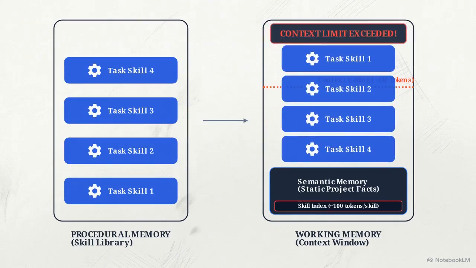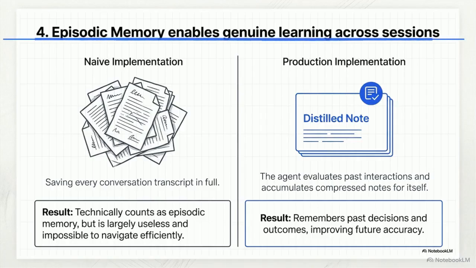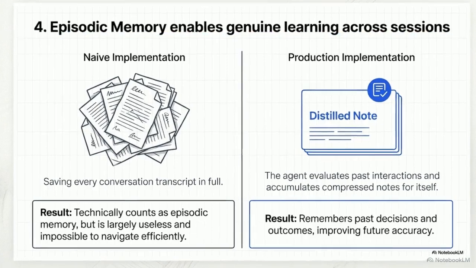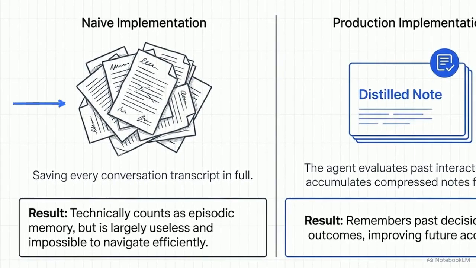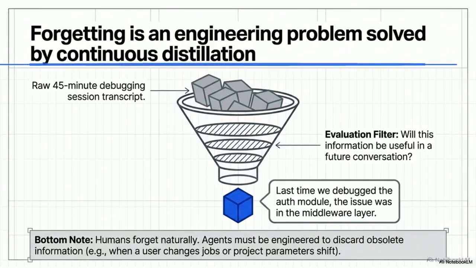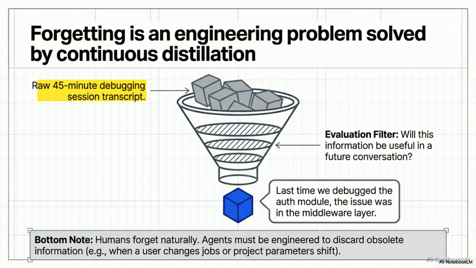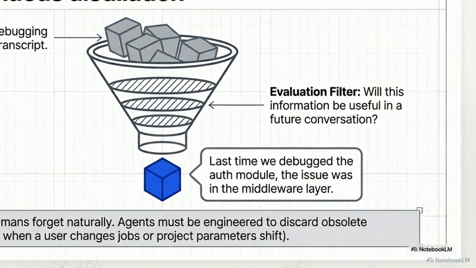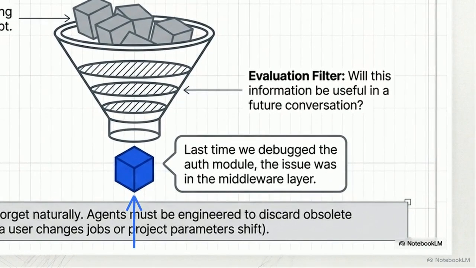The final pillar is episodic memory, the mechanism for genuine cross-session learning. As this comparison shows, simply saving a massive pile of raw conversation transcripts is largely useless for efficient navigation. For an agent, forgetting is a necessary engineering problem. This diagram demonstrates how an evaluation filter processes a raw 45-minute debugging transcript. It discards obsolete data and compresses the useful experience into a single, highly concentrated insight note for future reference.